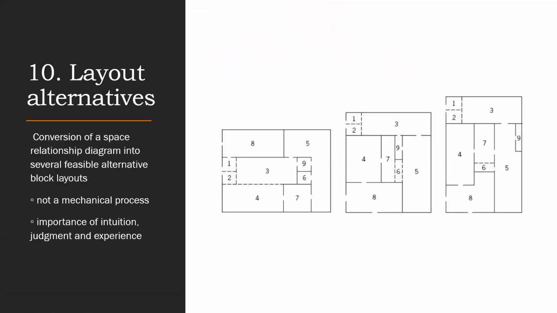And also, part of your layout design, you should always look for alternatives. Okay? So, we have the conversion of space relationship diagram into several feasible block layouts. So, you'll not just present one layout. For example, itong 6. Yung area ng 6 na yun is the same as the area nito and the same as the area nito. Yung 5, yung area nito is the same as the area nito and the same as the area nito. Okay? So you should present not just a single layout, but you have to consider several alternatives. Okay?